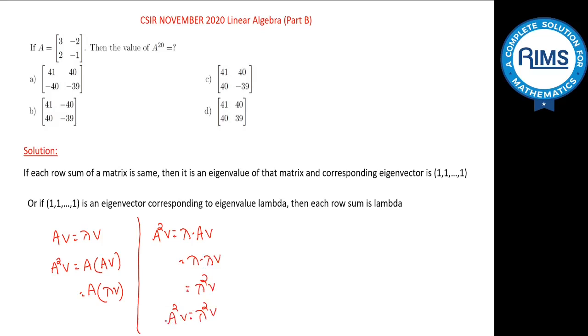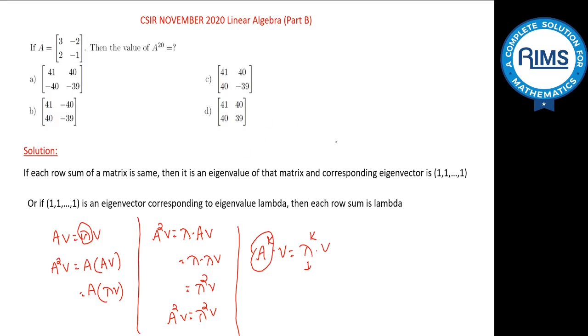What does this mean? This means that if lambda is the row sum of the matrix capital A, then the row sum of A square will be equal to lambda square, and proceeding like this we will get A power k into V equal to lambda power k into V. That is, if each row sum of matrix capital A is lambda, then each row sum of A power k will be equal to lambda power k. Okay, so move to this question.